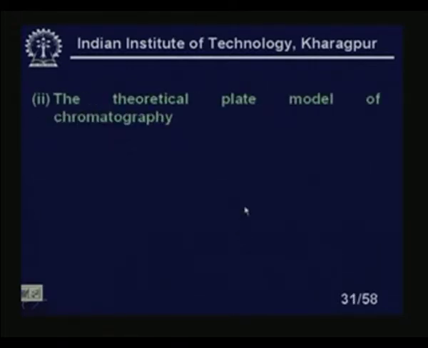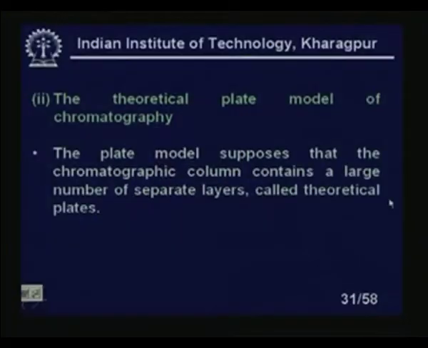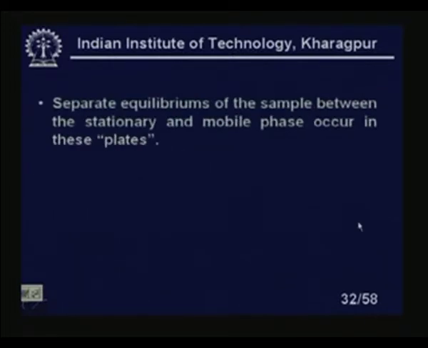In the theoretical plate model of chromatography, we are assuming that separate plates remain there, but actually it is not, it is a mixture. So, the plate model supposes that the chromatographic column contains a large number of separate layers called the theoretical plates, right. Now, separate equilibrium of the sample between the stationary and the mobile phase occurs in these plates, clear.